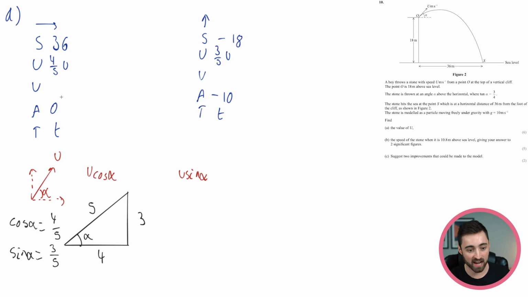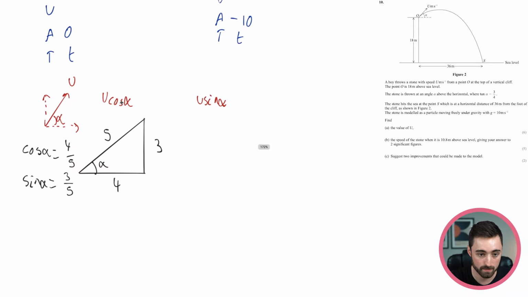Do a SUVAT on this, get a relationship between u and t. Do a SUVAT on this, get a relationship between u and t. Solve them together. So s equals ut plus a half at squared is going to be the formula that we're after here. So doing that horizontally, I'm going to get the following. Let's go blue.